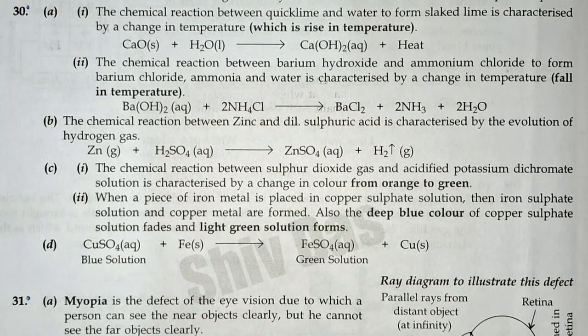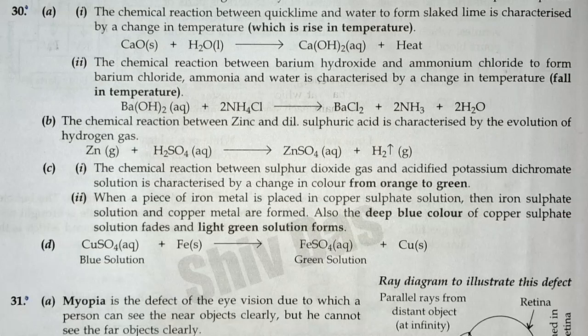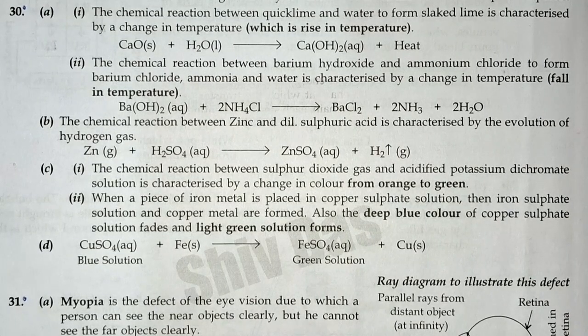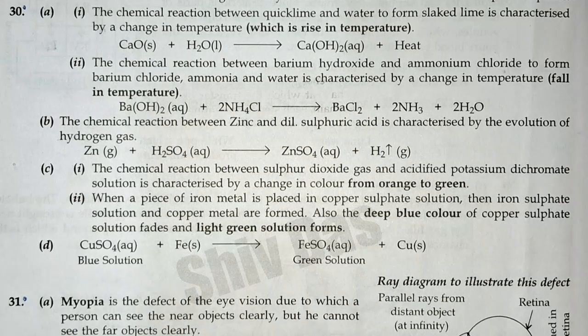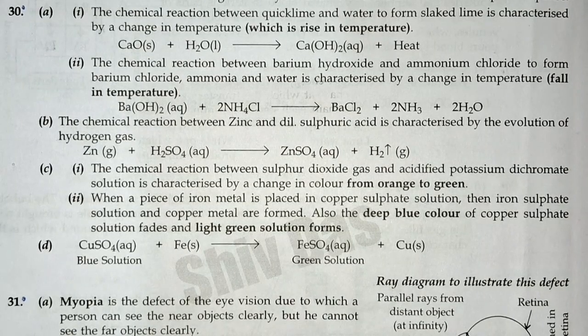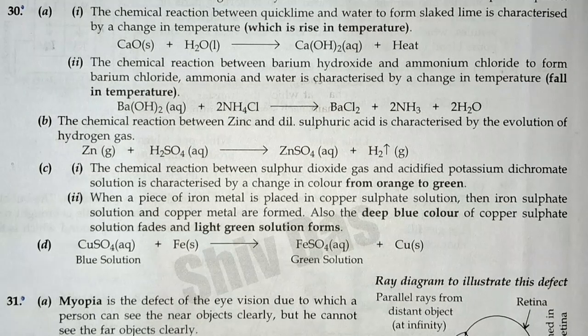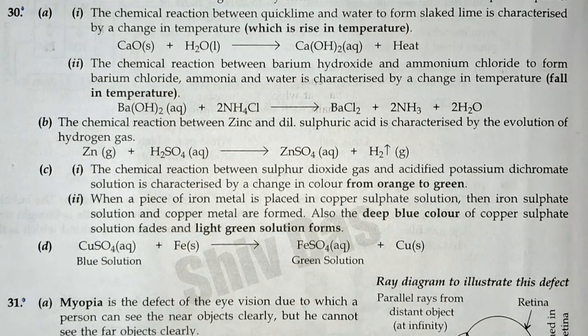Part D. CuSO4(aq), that is a blue color solution, plus Fe iron in a solid form react to give FeSO4 in its aqueous form, which is a green solution, plus copper Cu in its solid form.